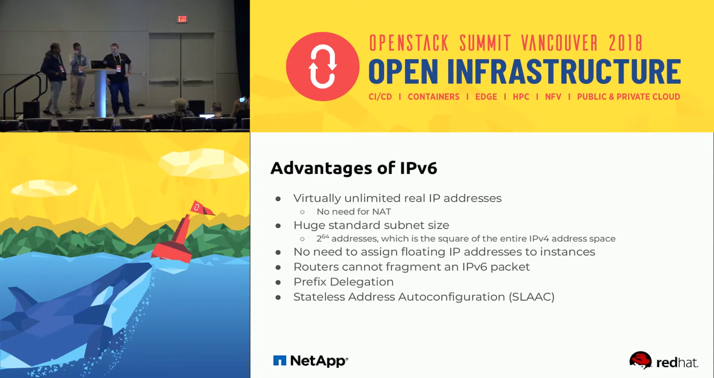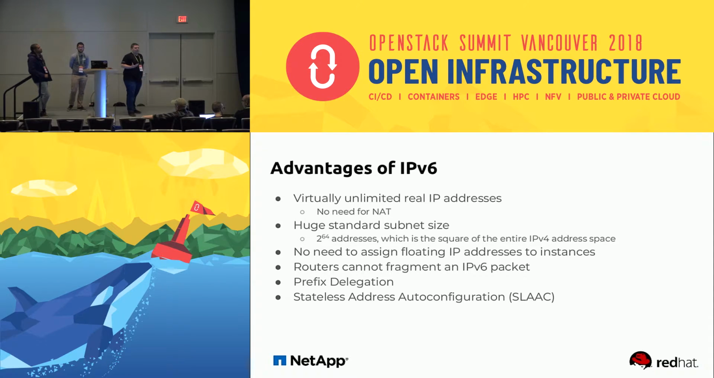So the standard subnet size is massive. It's 2 to the 64 addresses, which is the square of the entire IPv4 address space. So it's something that you are not going to run out of, and it allows you to sort of subnet and prefix the things in your data center or in your cloud specific to the things that, application specific or protocol specific even. In the OpenStack context, there's no need to assign floating IP addresses to anything, because one of the benefits of IPv6 is that all addresses are globally routable. So we don't need to assign a private IP to this anymore, or a floating IP.